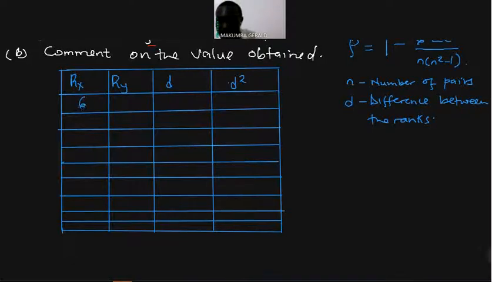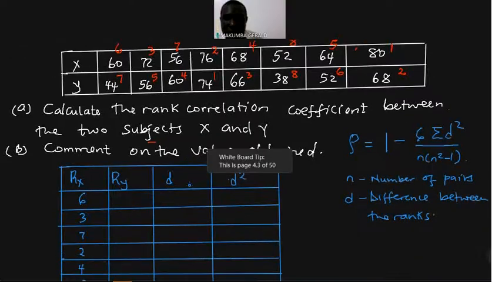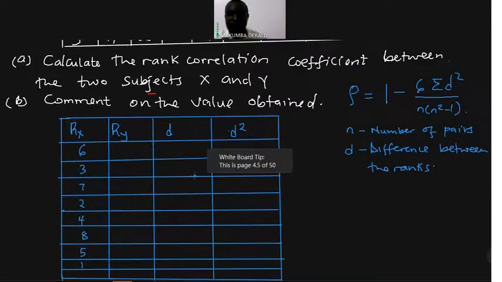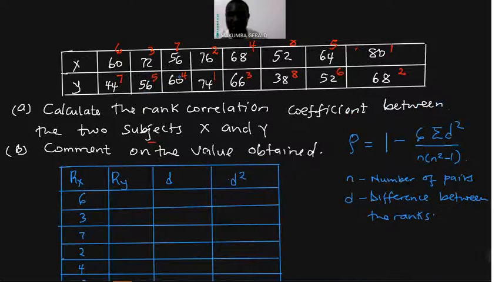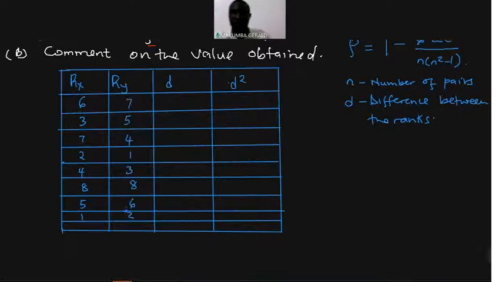Then we have 6, 3, 7, 2, 5, 1. Then second row, second column here, we shall have the ranks for Y, which are here in red. Those are the ranks for Y. So we are going to start with 7, 5, 4, 1, and so on. So let's have them there. Alright, now those are the ranks. We have finished ranking the two variables, X and Y.